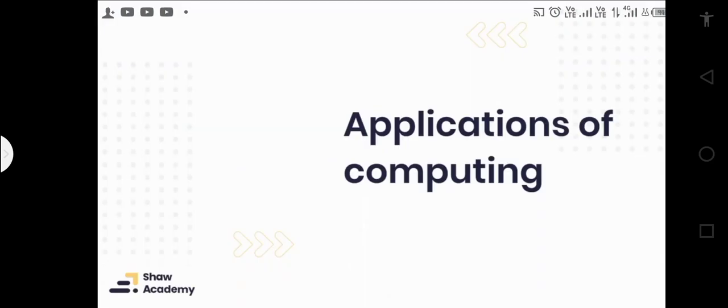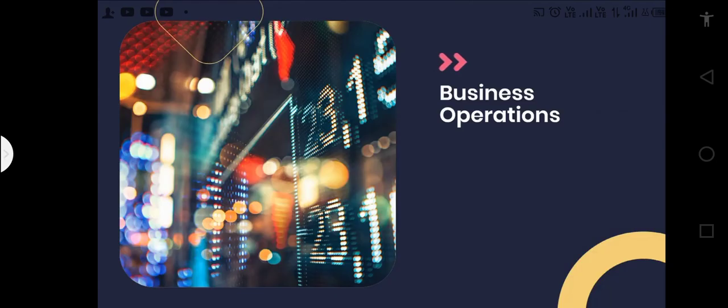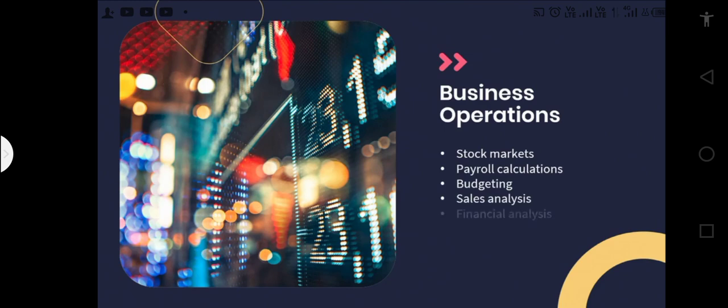Moving on to another topic. We are going to look at the applications of computing. Computers are now at the center of business operations. Stock markets, payroll calculations, budgeting, sales analysis, financial analysis, and business performance analysis, etc., are all reliant on computing. This is just the tip of the iceberg. Can you see just how many opportunities there are if you get into the world of computer science?